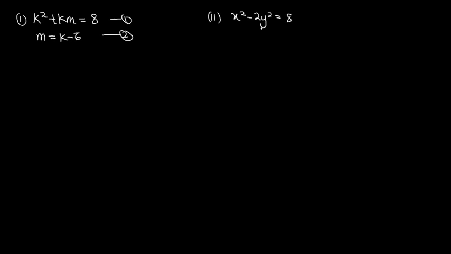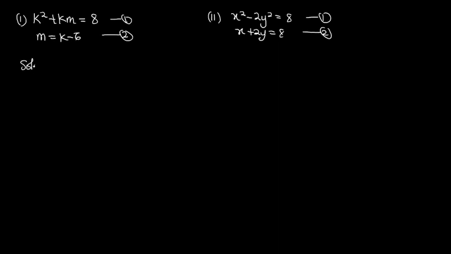All right, so we have to solve the following pair of equations. We have k squared plus km is equal to 8, and then we have m is equal to k minus 6. This is equation 1. This is equation 2. Then we have x squared minus 2y squared is equal to 8, and then we have x plus 2y is equal to 8. Equation 1, equation 2. All right, so let's go ahead and look at how to solve these two problems.